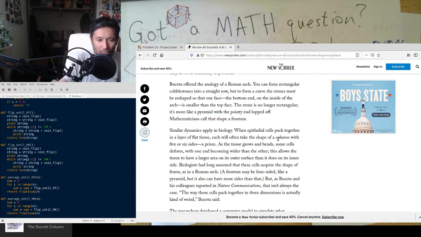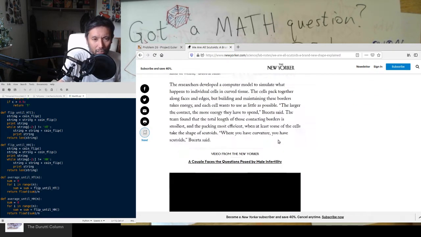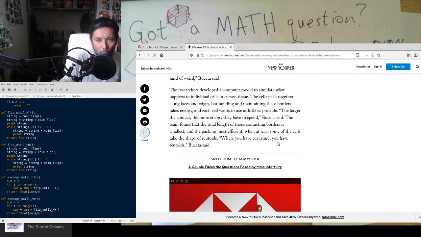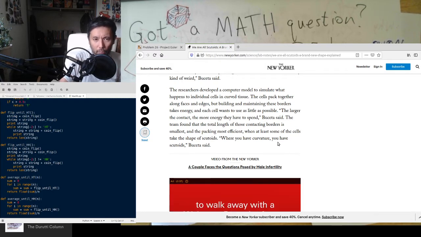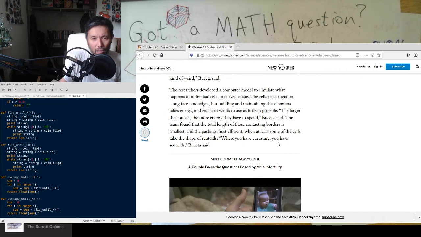But as Buceta and his colleagues reported in Nature Communications, this isn't always the case. The way those cells pack together in 3 dimensions is actually kind of weird, Buceta said. The researchers developed a computer model to simulate what happens to individual cells in curved tissue. The cells pack together along faces and edges, but building and maintaining those borders takes energy, and each cell wants to use as little energy as possible. The larger the contact, the more energy they have to expend, Buceta said.